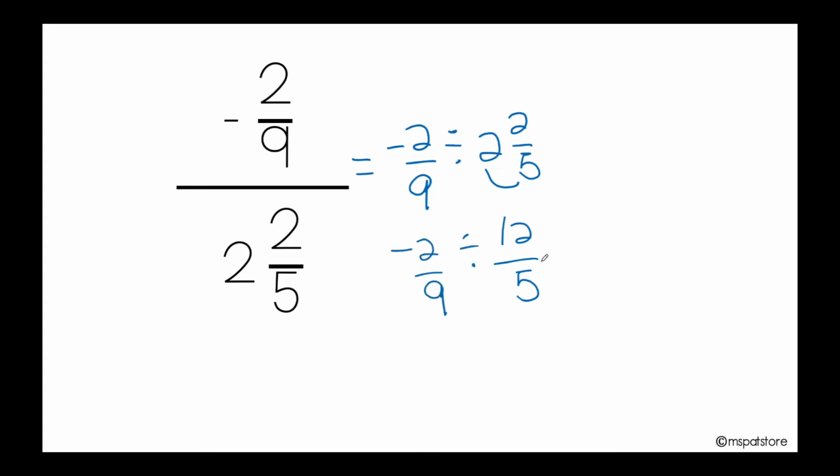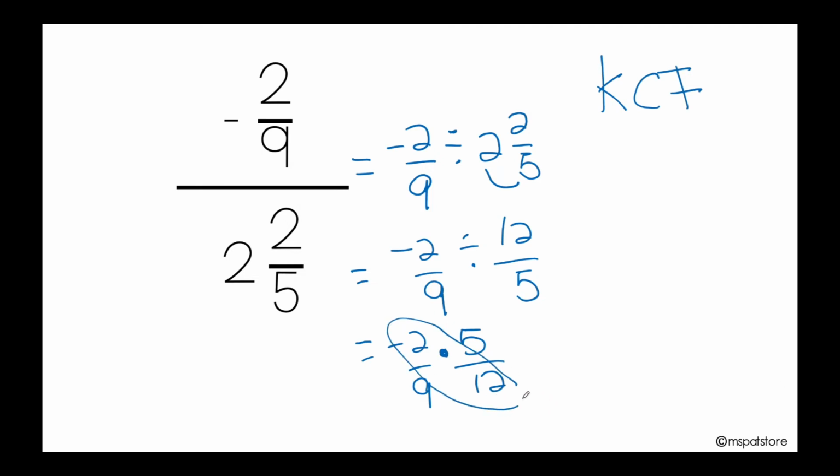Remember that when you're dividing fractions, you need to keep, change, and flip. Keep the first fraction the same, -2/9. Change the division symbol for multiplication and flip, or use the reciprocal of, the second fraction, 5 out of 12. As you can see, you can simplify first. So 12 divided by 2 and 2 divided by 2.